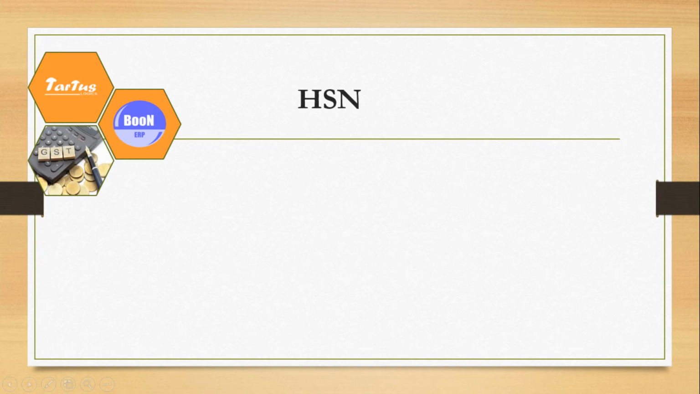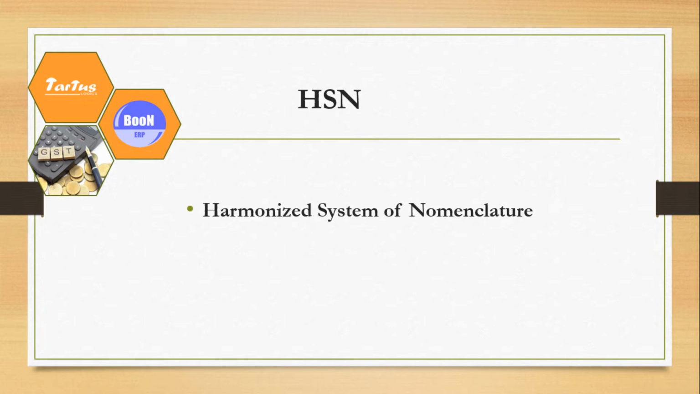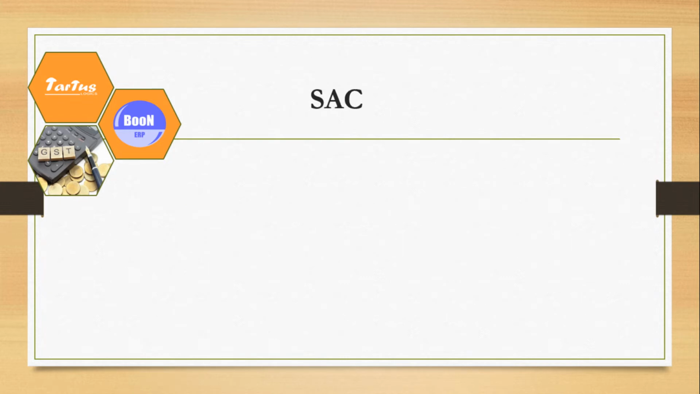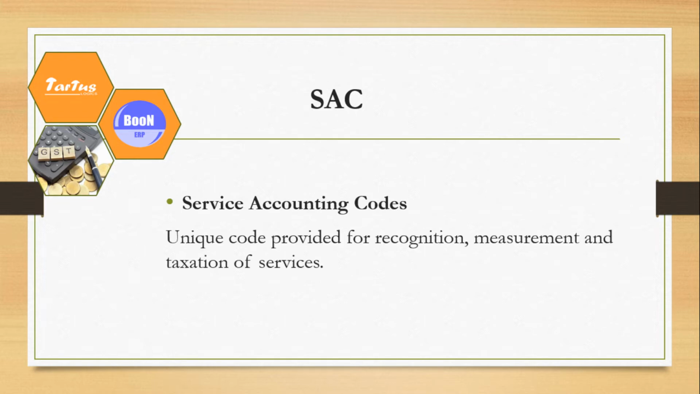Let us now discuss certain masters required for calculating GST. HSN is an abbreviation of Harmonized System of Nomenclature. This system is the systematic classification of goods all over the world. The second master requirement is SAC. SAC is the abbreviation for Service Accounting Codes. Similar to HSN, it is a unique code provided for recognition, measurement and taxation of services.